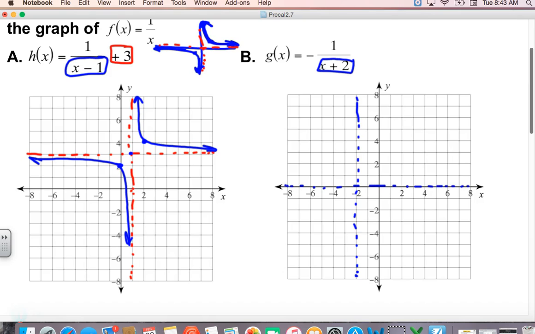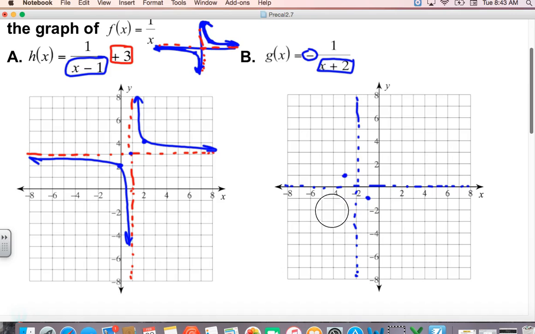But now this negative right here, you've got to pay attention to that negative. Remember, when you multiply on the outside by a negative, it flips everything across the x-axis. So that means that now instead of your points being at (1, 1), it's going to be down at (1, -1). And instead of being at (-1, -1), which is right here, it's going to flip to be up here, right?